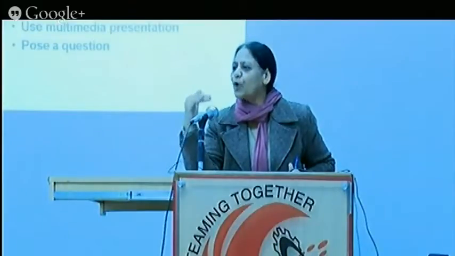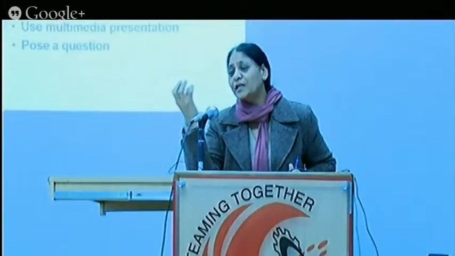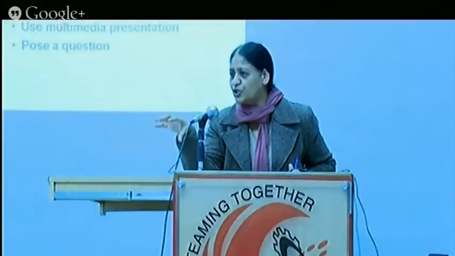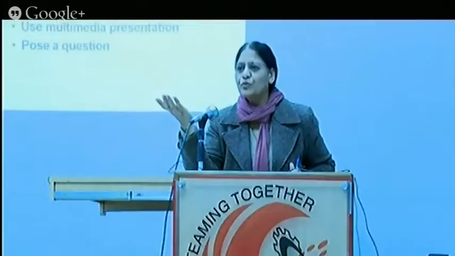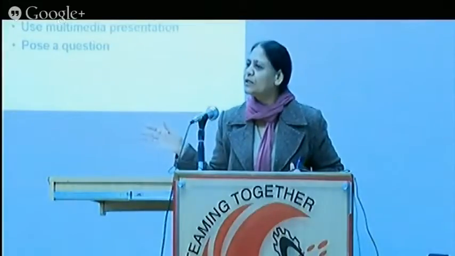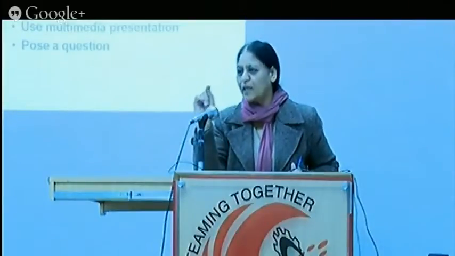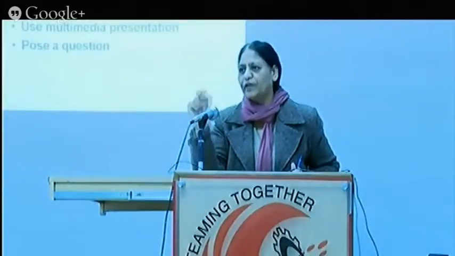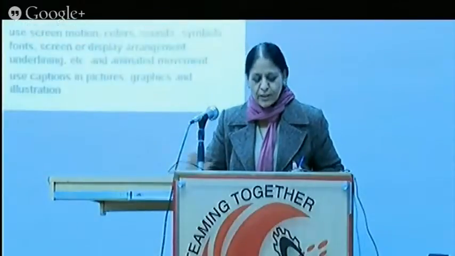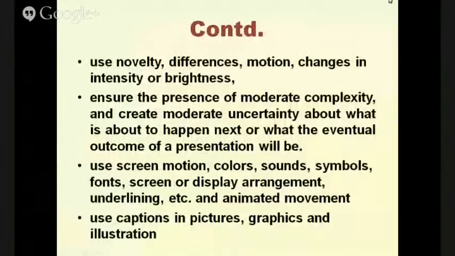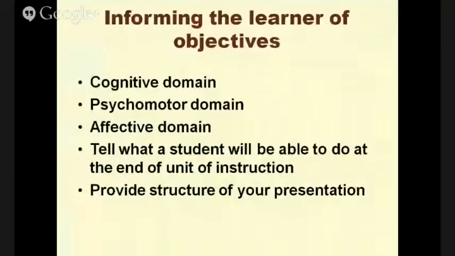And the learning process starts with attention. Unless and until the student pays attention or focuses or concentrates on what you want him to learn, learning will not start, right? So the very first thing as a teacher, if you really want to be effective, you need to gain the attention of your students. Second is informing the learners of the objective.